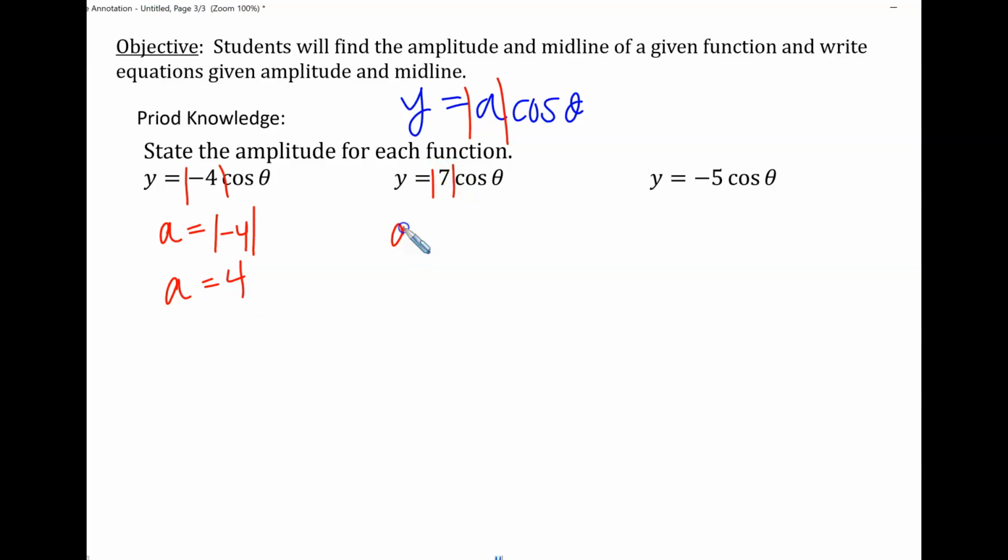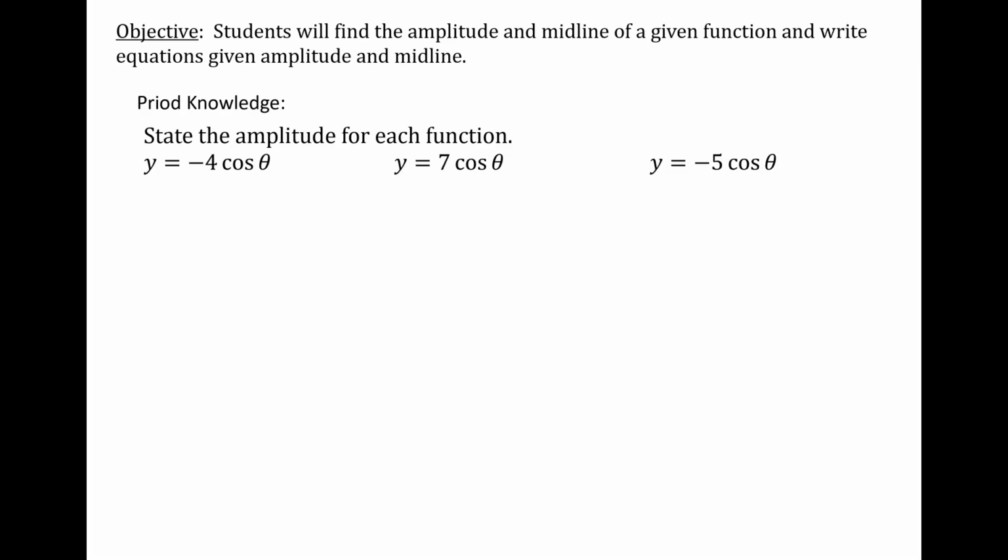The absolute value of 7 is just going to be 7, so your amplitude is 7. And then this -5, if you take the absolute value, remember it's always positive, so your amplitude is going to be 5. Okay? Just remember, amplitude is at the beginning of the function, your a value.